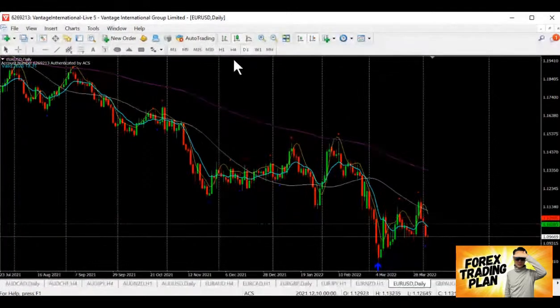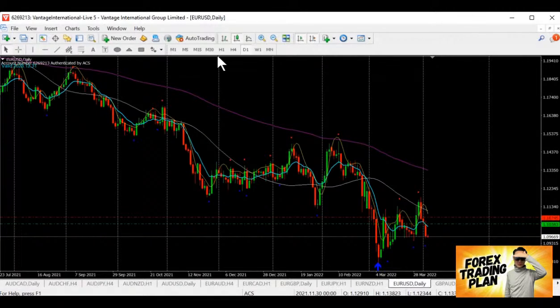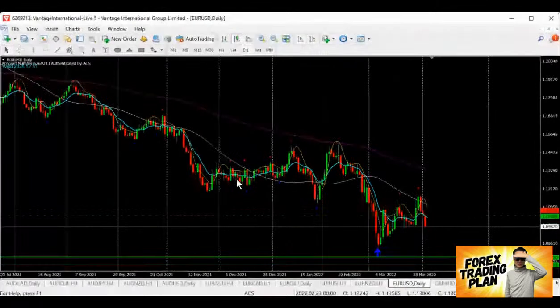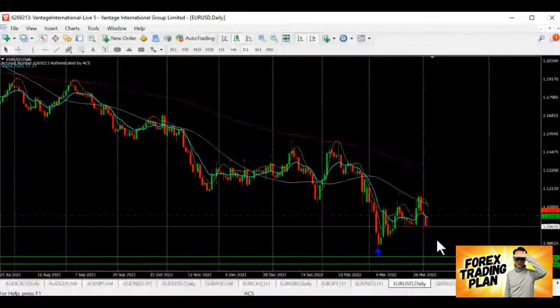Euro dollar. Let's take a look at euro dollar. It seems like euro dollar was climbing high, but now it's coming back for a selling. After it tested near the bull zone, it's coming back for the retesting. Seems good, looks good.